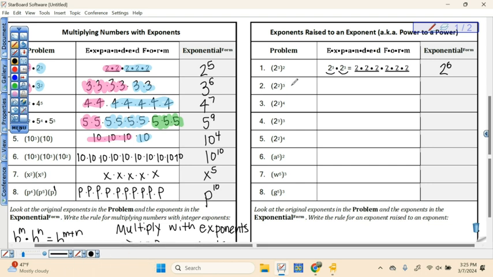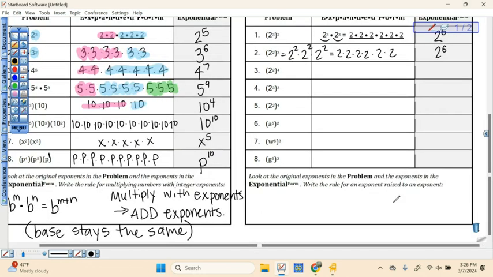Okay, now in the next one, let's do one more together. 2 squared cubed. So 2 squared times 2 squared times 2 squared. Or 2 times 2 times 2 times 2 times 2 times 2. How many 2's? 6 again. Okay, can you keep going, please? Keep going and see if you can figure out the rule. Once you figure out the rule, you don't have to do this middle part anymore. You could just do the last column. Once you figure out the rule, then write it down at the bottom.